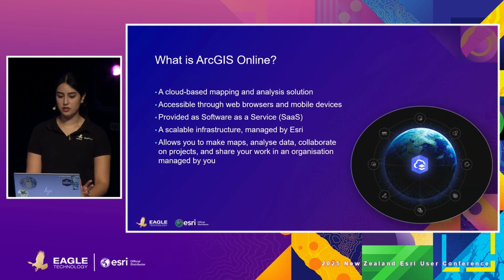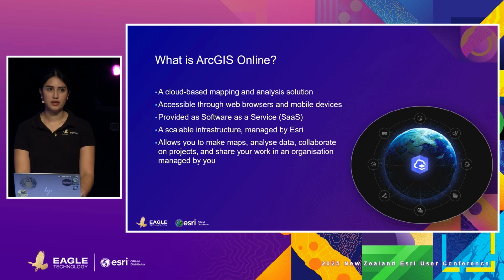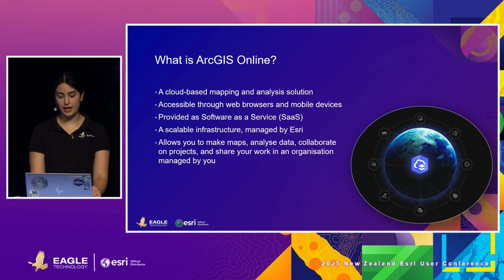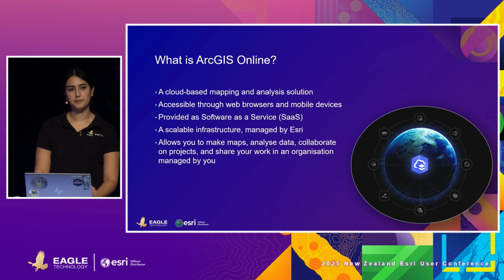So what is ArcGIS Online? ArcGIS Online is Esri's cloud-based mapping and analysis solution, which is accessible through your web browsers or mobile devices, through the off-the-shelf applications or your custom applications. It's provided as a software as a service, and it's built on scalable infrastructure, which means that you don't have to have the IT knowledge or provide the hardware or all the back-end resources that it takes to run a web GIS system like this one.